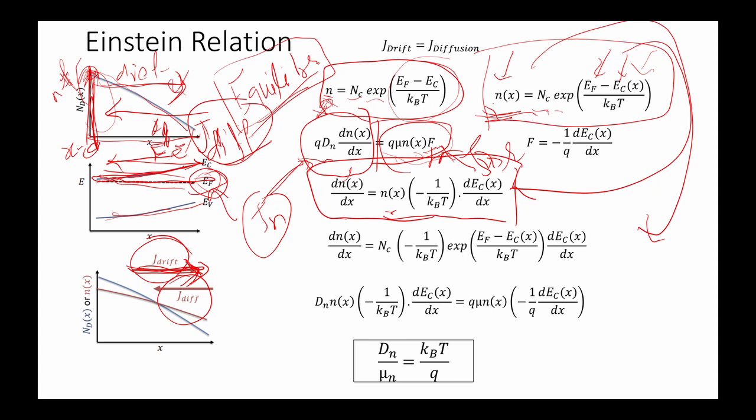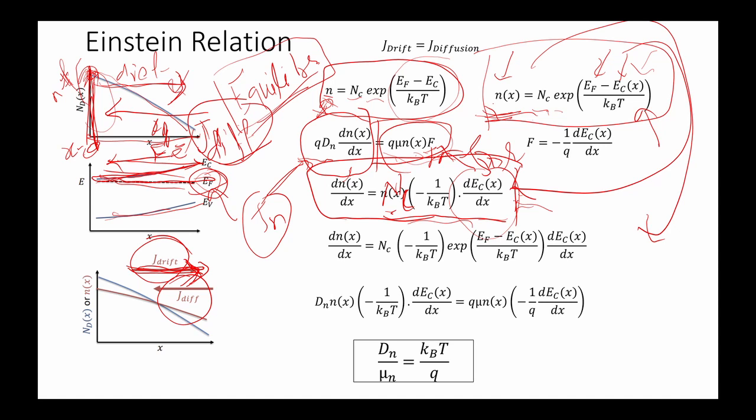Okay, actually I'm really sorry, I made a mistake. This is Nc. So this is Nc into exponential of minus 1 by kBT. I think you all know the differentiation, how to differentiate an exponential. So this is the differentiation, where d of Ec(x) by dx comes from the chain rule of differentiation.